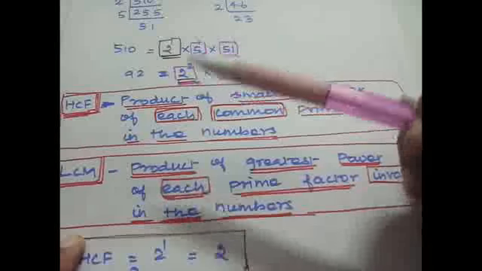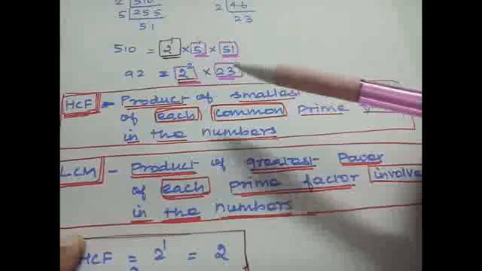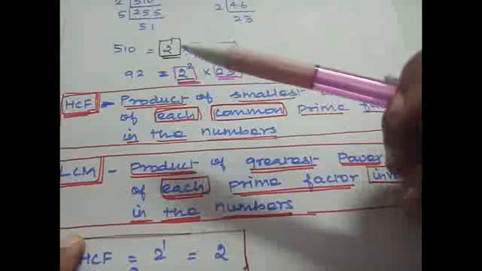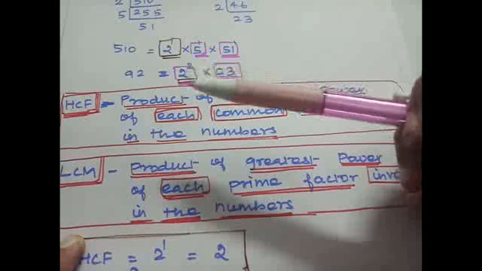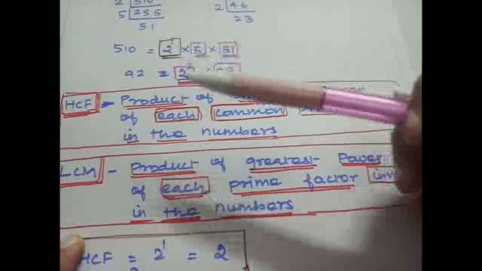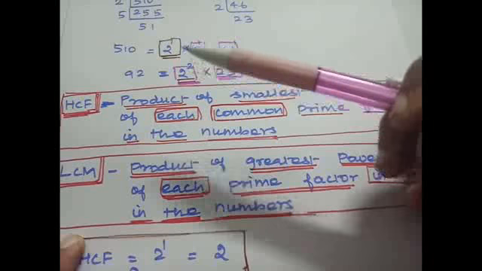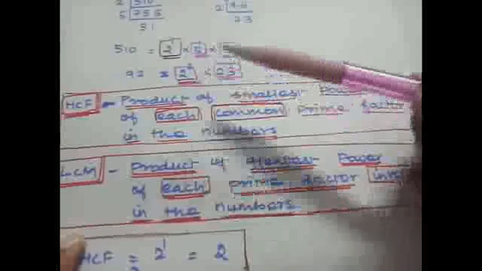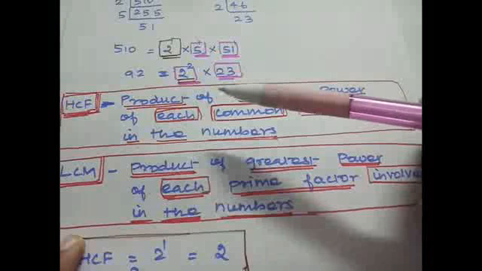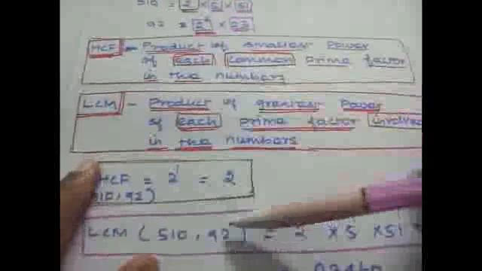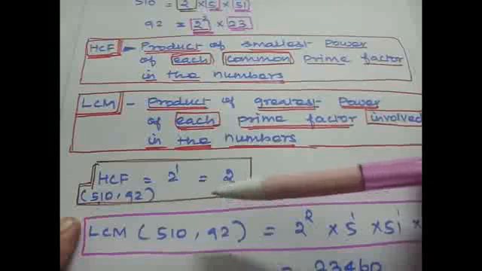So I have to take all the factors. First I have to take the common prime factor. For these two, the greatest power is 2 power 1, 2 power 2. The greatest power is 2 power 2, that I have to take. The remaining numbers also I have to take, with the greatest power. So if you see this example, you will get a clear idea.